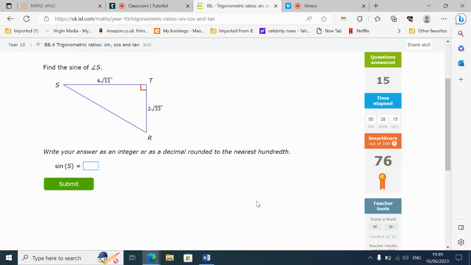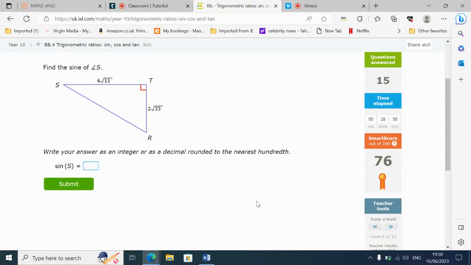Sin is opposite over hypotenuse. Opposite to S is 2 square root 33. That's the opposite, and for the hypotenuse, the length of SR is actually missing, so we need to find the length of SR, the hypotenuse.